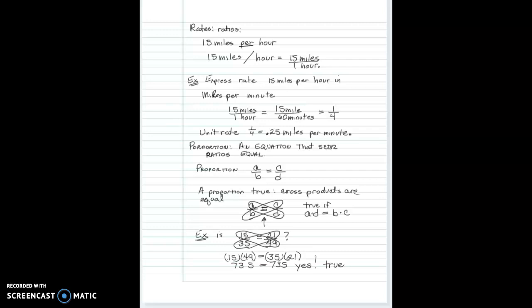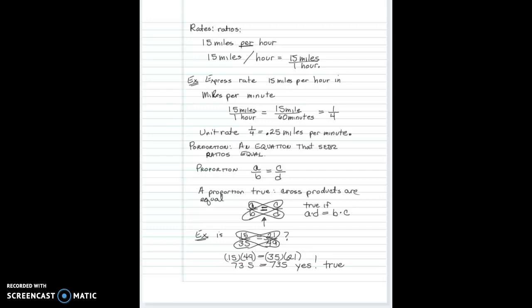By cross products, I mean, if again I only have one fraction on each side of the equal sign, if I multiply diagonally across the equal sign, that would give me A times D equals B times C. And for a proportion to be true, those products must be equal. So let's look at an example.